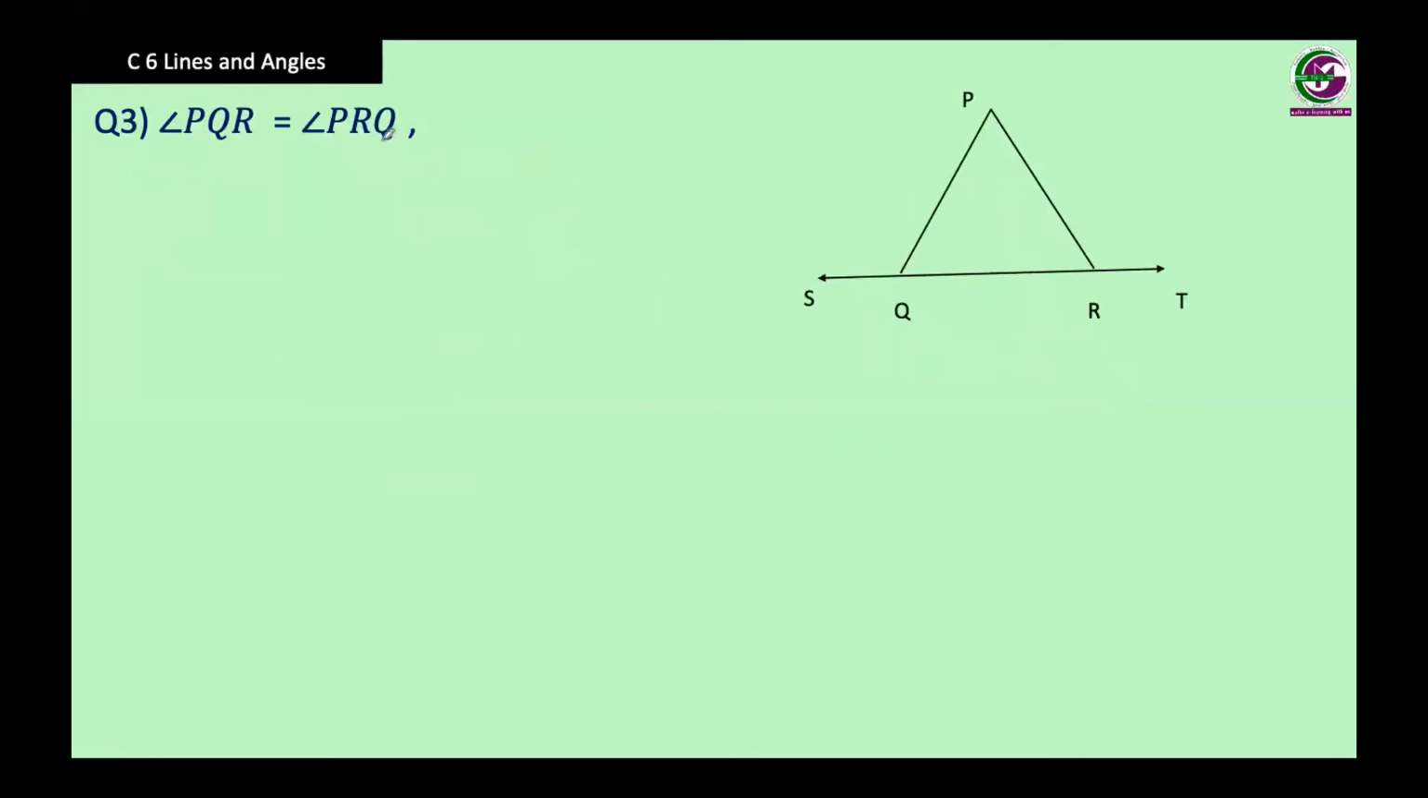PQR is equal to PRQ. Always we have to represent it on the shape to be more clear. PQR is equal to PRQ. These two angles are equal. Now what we have to show is PQS is equal to PRT. We have to show this exterior angle. PQS is equal to PRT. These two angles are equal. This is what you have to show.